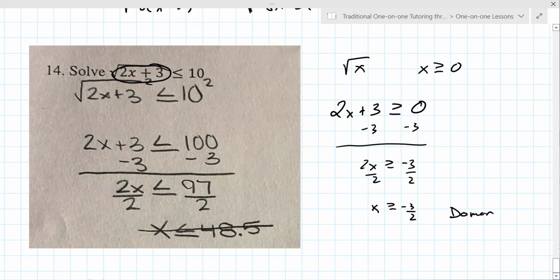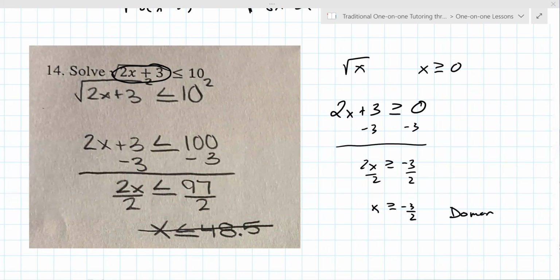So explain to me again why do you set it to 0? Because the domain of the square root requires the inside part to be greater than or equal to 0. No matter what, you set it to 0 for every equation like that. Yeah, we can do another one here real quick.